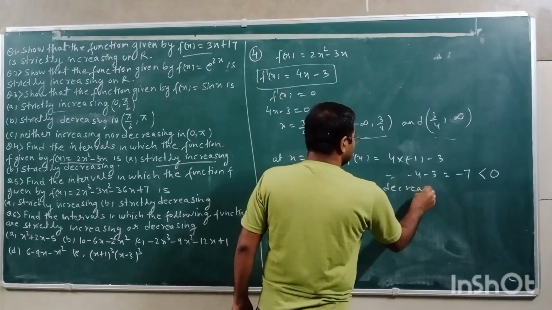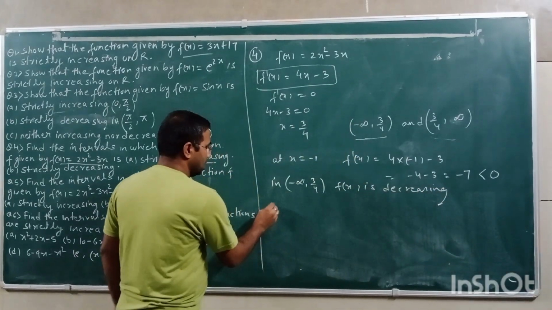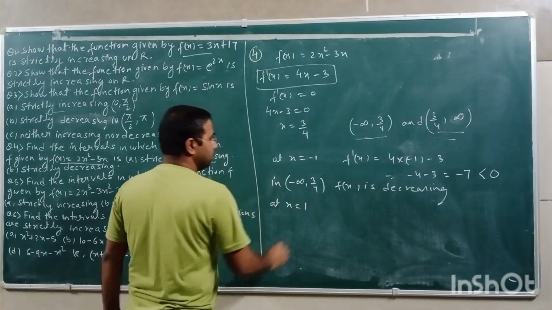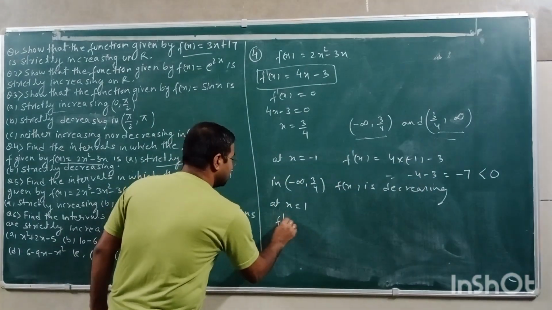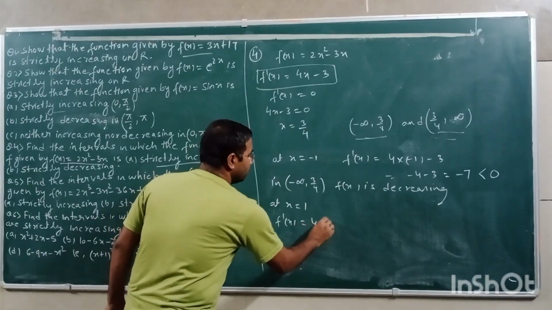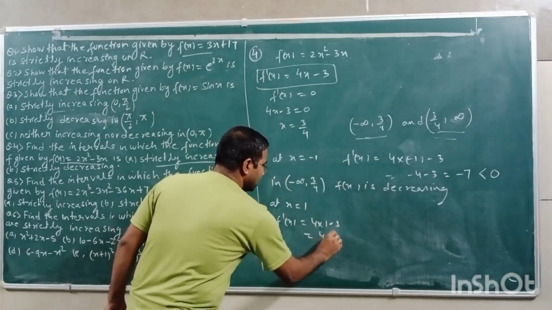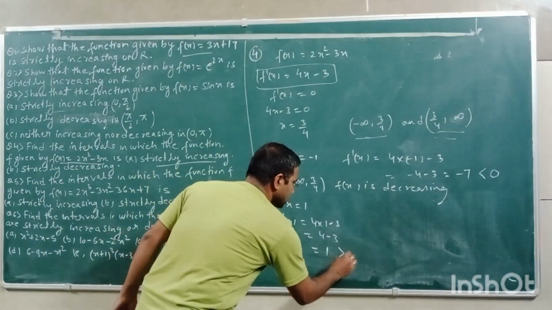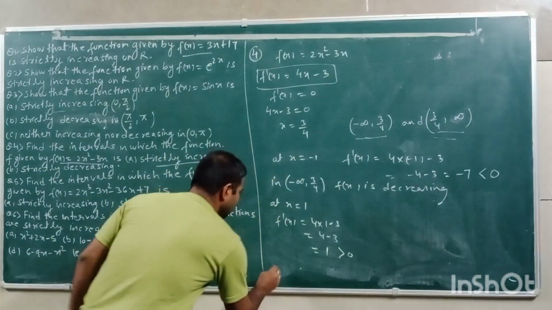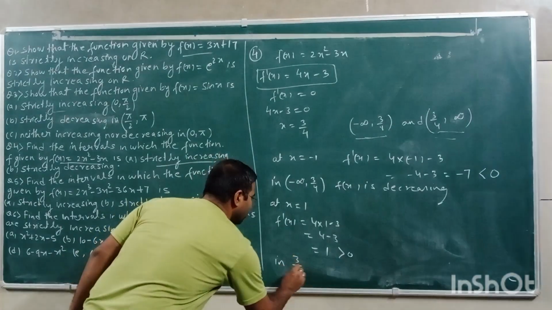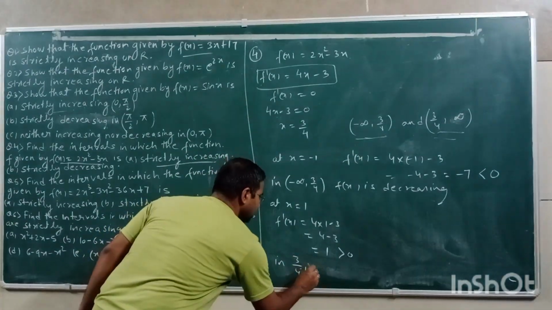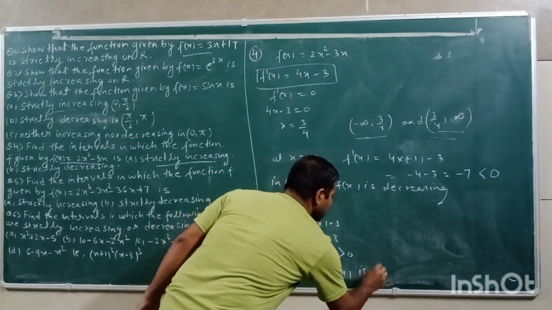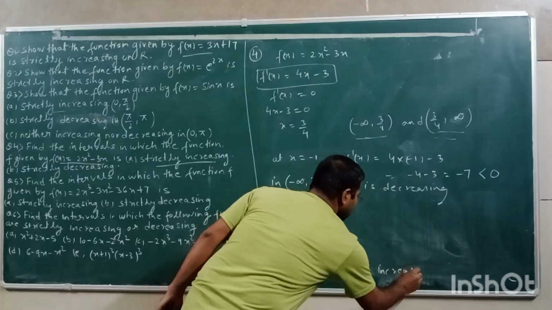Now we take a point from the other interval, suppose we take x = 1. Then f'(x) = 4 × 1 − 3, which is 4 − 3, so 1 will come, and 1 is greater than 0. It means in 3/4 to ∞, f(x) is increasing.